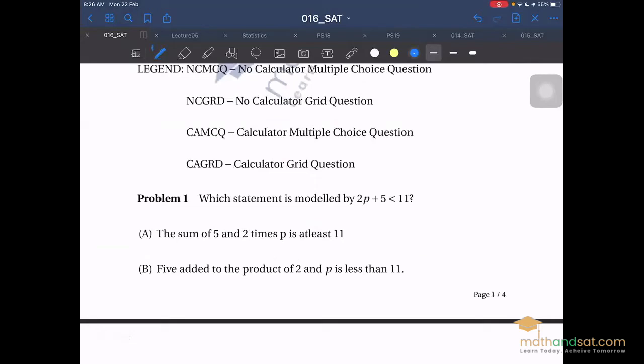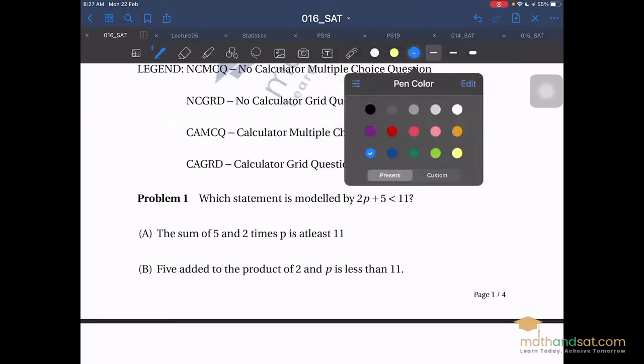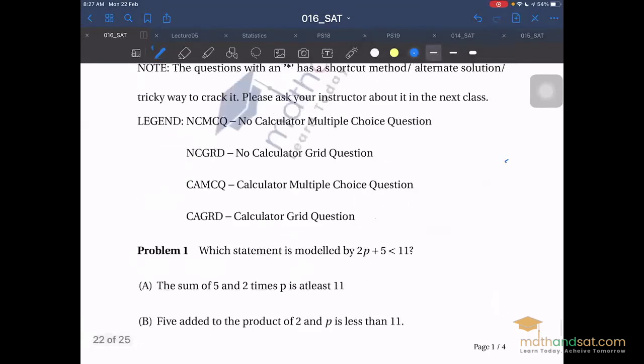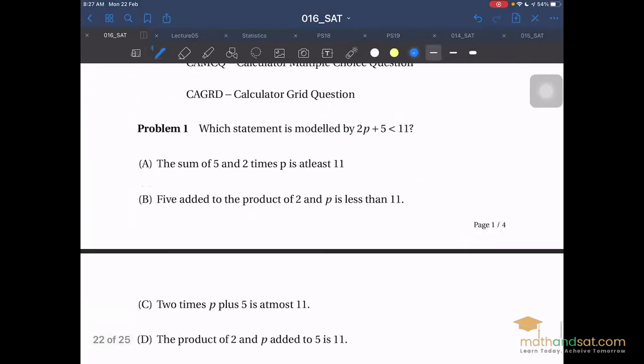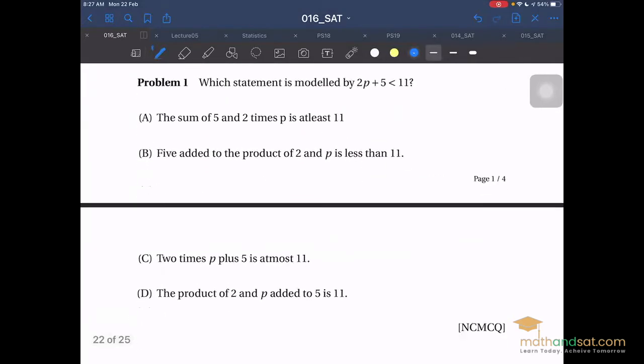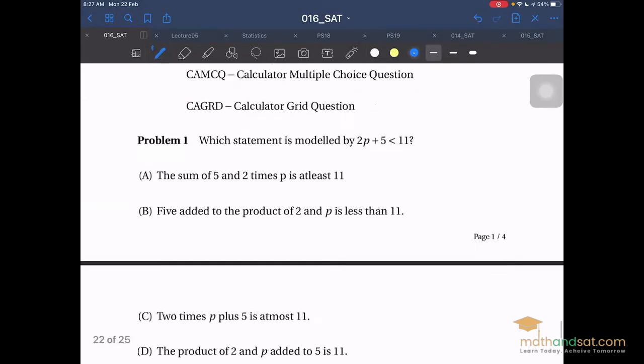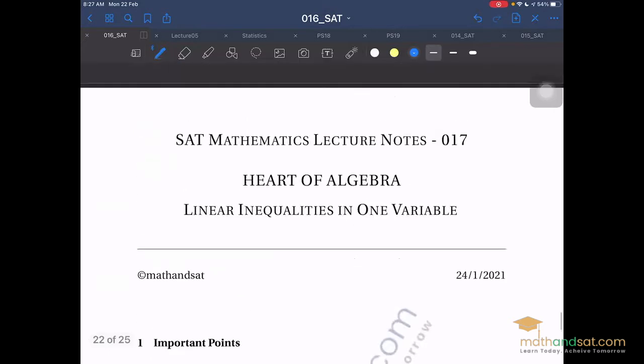So please take problem sheet number 17. This is just some more problems for practice. This sheet involves some more problems from inequalities. So please take problem sheet number 17.